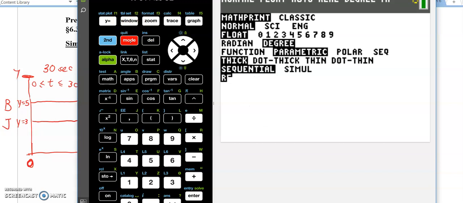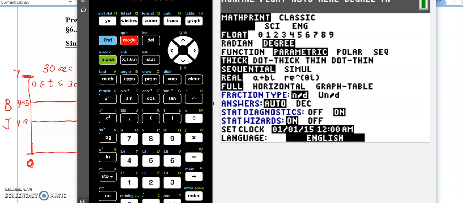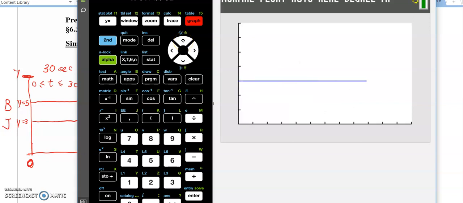Go into mode for a minute, and make sure we're in parametric mode. And we are, or else I couldn't type those equations in. So let's try the graph. Okay, so right away something's not really good about this, because it appears that Jerry finished before Ben started. That can't be right. We know they run relatively close together in rates, so they should be somewhat competitive.